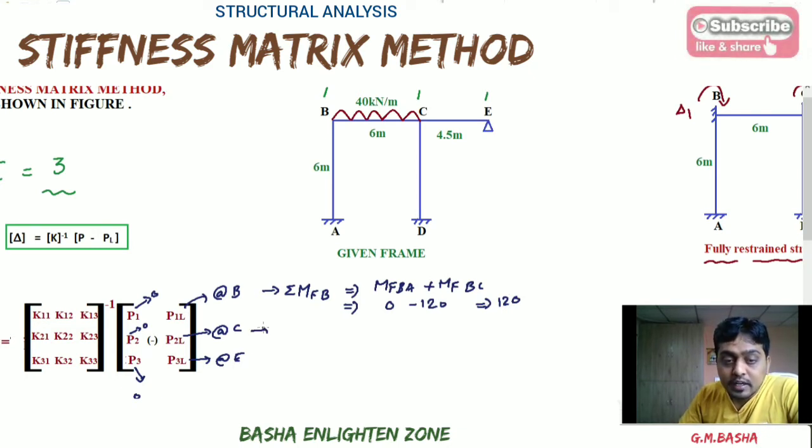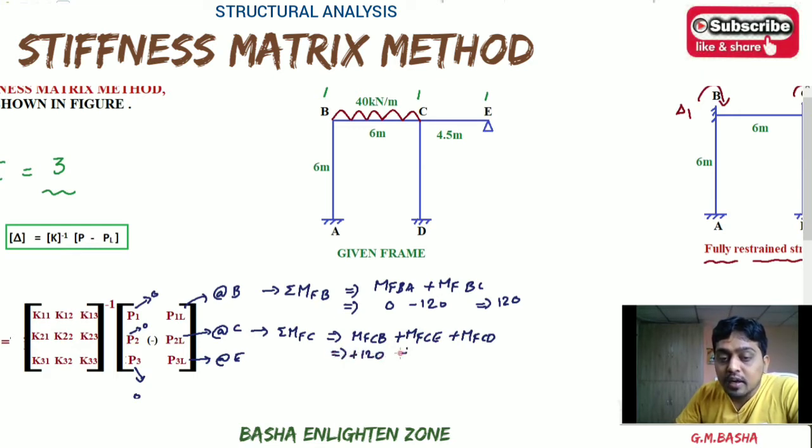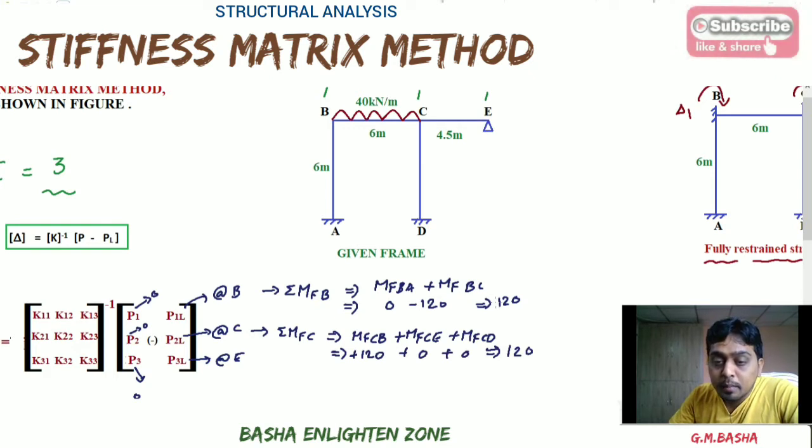Similarly, at C, the sum of the fixed moments at joint C will be fixed moment CB plus fixed moment CE plus fixed moment CD. So already you know you will get only fixed moment for CB, which will be equal to plus 120 kilonewton meter. The remaining two, CE plus CD, will be equal to 0 because of the no loading conditions. Finally, you will get this one as minus 120 kilonewton meter and this one as plus 120 kilonewton meter. And what about fixed moment at joint E?